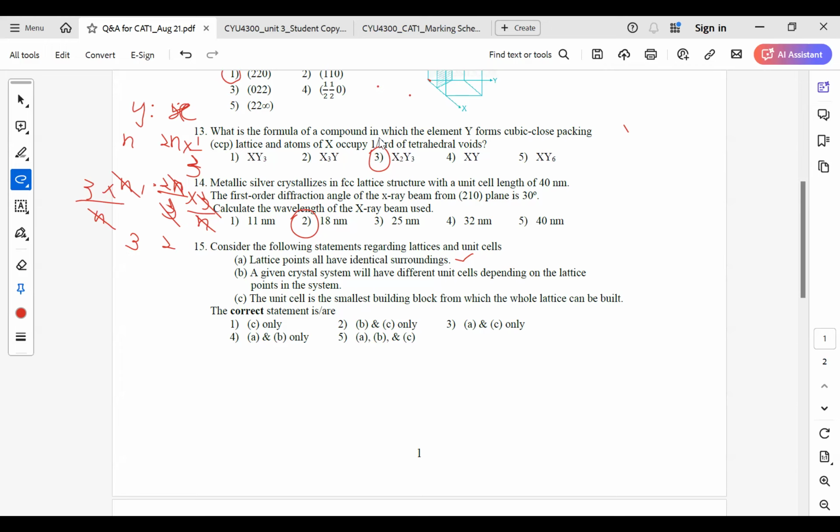But still, it can have more than 1 unit cell type for a particular crystal system. But by definition, we go for a simplified version. All right, it's actually correct. The third one: the unit cell is the smallest building block from which the whole lattice can be built. Is it correct? Yes. So all 3 are correct actually.